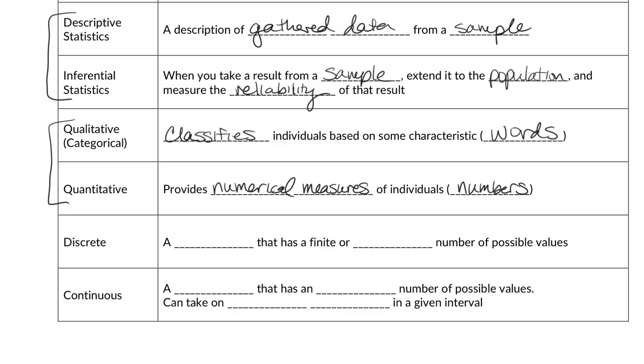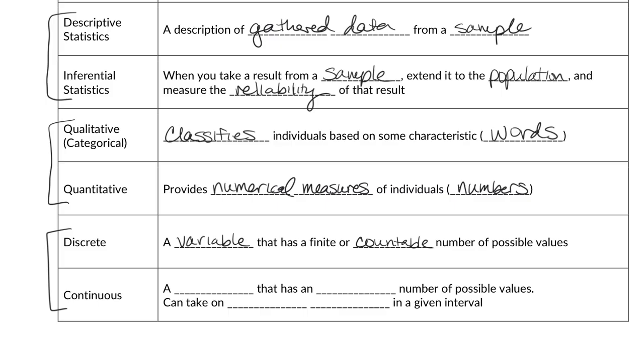Then those qualitative and quantitative data measures can be discrete or continuous. A discrete variable is a variable that has a finite or countable number of possible values. So you count tickets. You can't sell somebody half of a ticket. You either have the ticket or you don't. That's a countable individual.